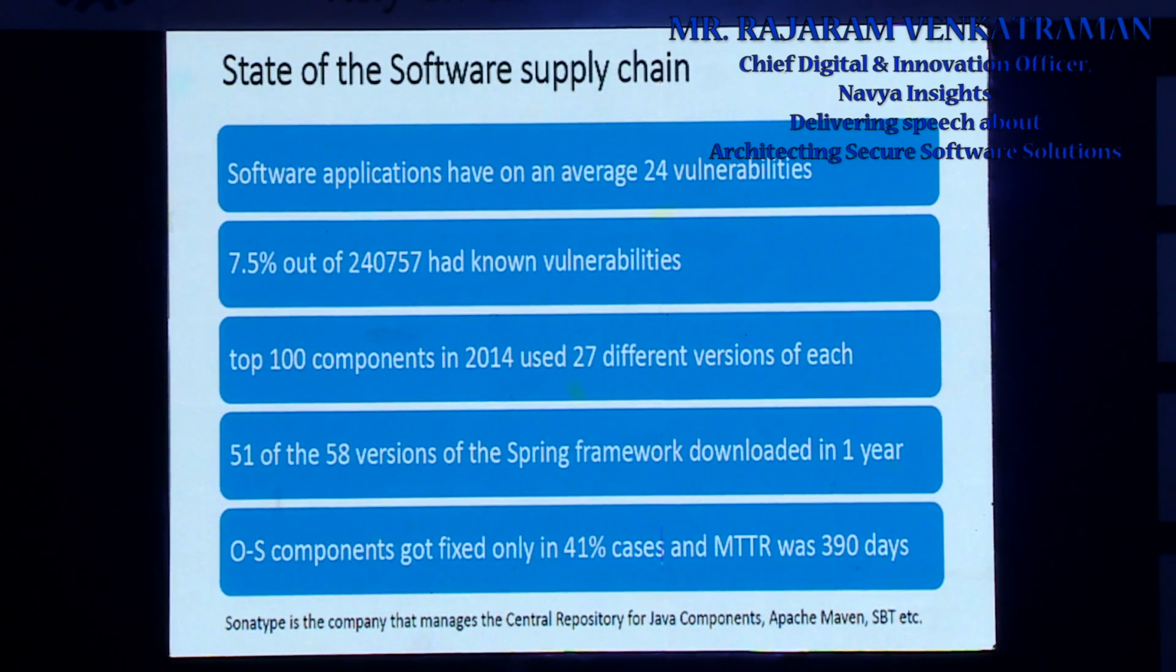OS components got fixed only in 41% of cases. One of the major issues that comes up is in the OS also. So for OS components, only 41% got fixed, and the mean time to repair was 390 days. More than a year it took to repair some of the issues. Very, very startling figures if you look at them from the security angle.